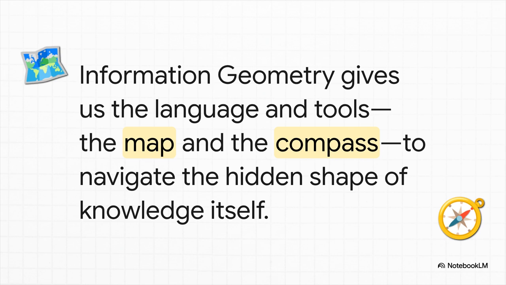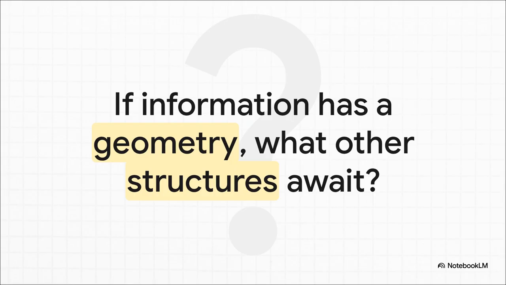It's so much more than just abstract math. It's a new language. It's the map and the compass that we need to finally explore and navigate the hidden shape of knowledge itself. Which leaves us with one last really big question to chew on. If information has a geometry, what other massive hidden structures are out there just waiting to be mapped? What else is hiding right in front of us, just waiting for us to find the right tools to see it?